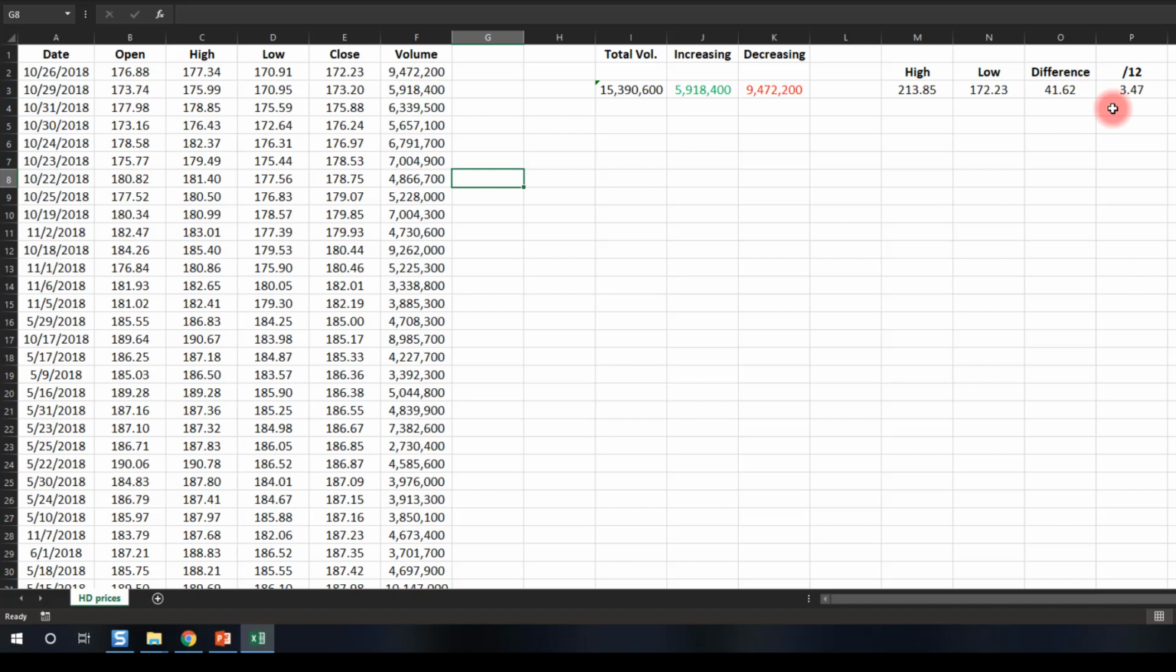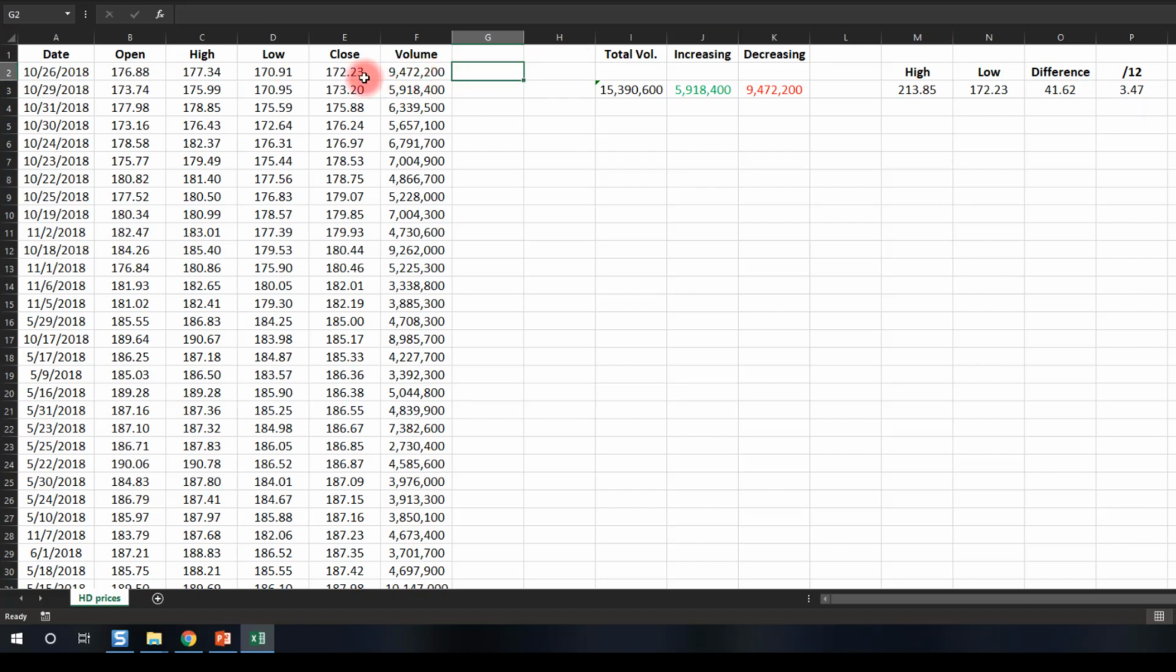So what that's telling us is that I can divide these prices into 12 equal groups separated by $3.47. And I want to do that and calculate the volumes in each of those areas. So let's go back over here to the left.